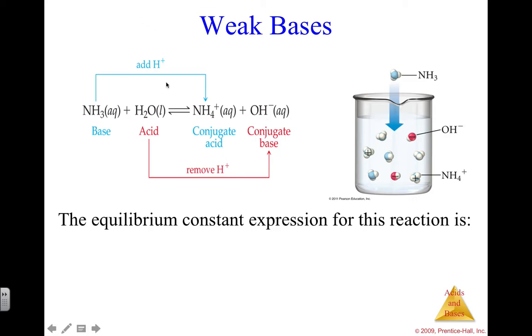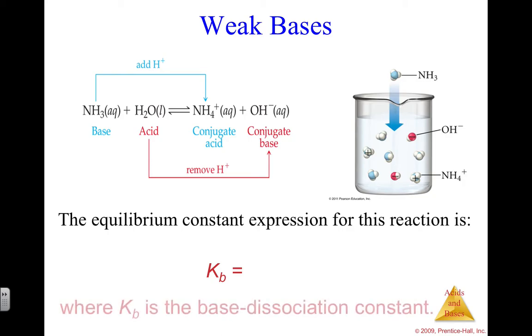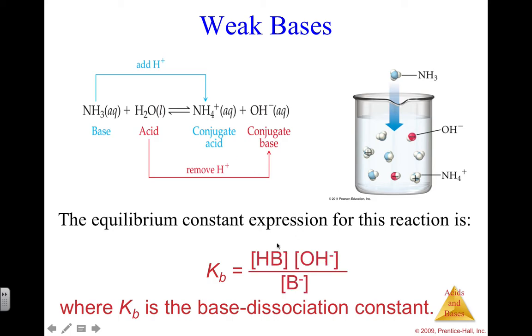And it's an equilibrium reaction, so our equilibrium constant expression is going to be Kb, because now we're looking at a base reaction. This is called our base dissociation constant. We've been looking at these since chapter 14. Products over reactants, again, leaving out water because it's the liquid. So HB, which in this case is our ammonium, any of the conjugate acids, times hydroxide, divided by that weak base.